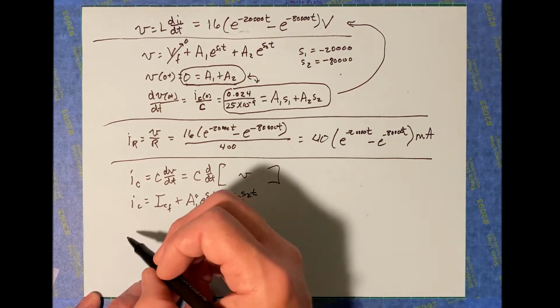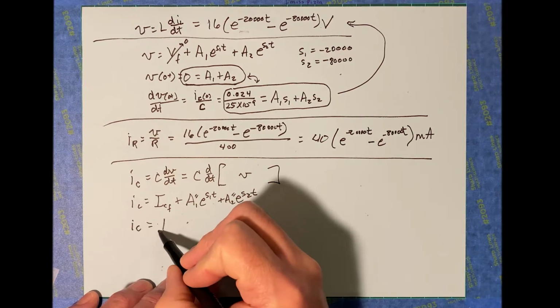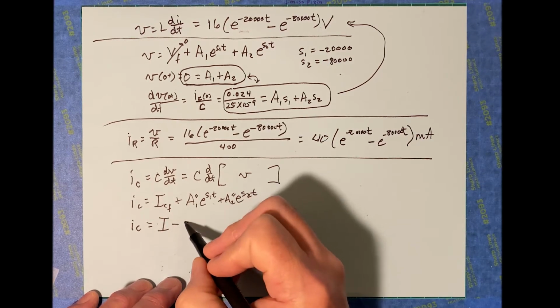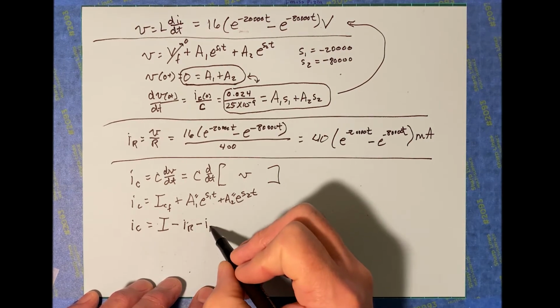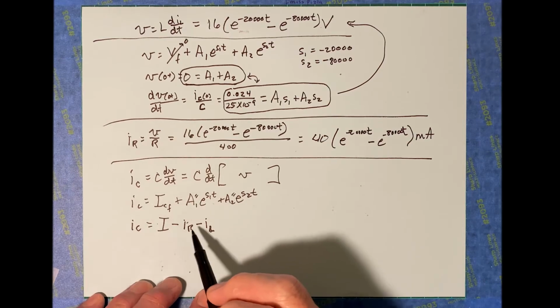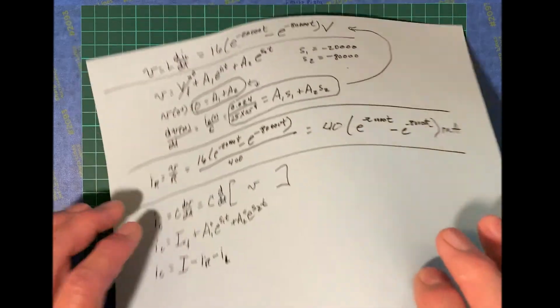Another way to find I sub C would be to realize that I sub C is going to be big I minus I sub R minus I sub L. So that just says that the sum of the currents leaving that top node is equal to big I.